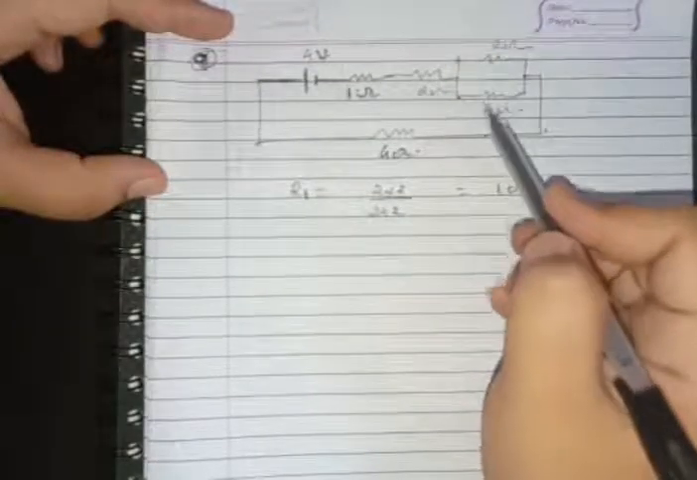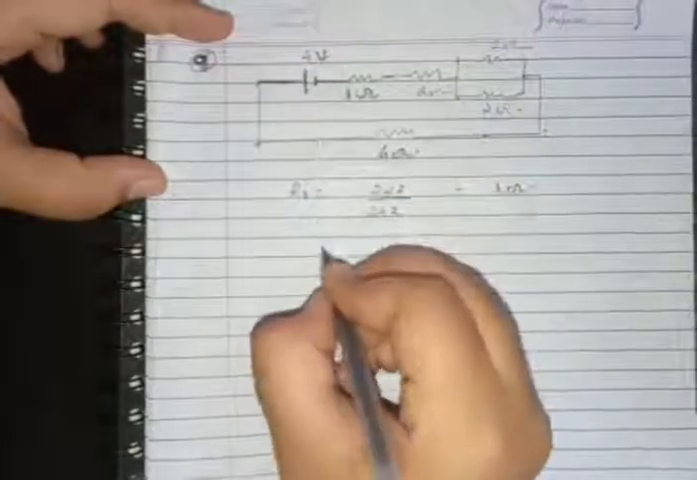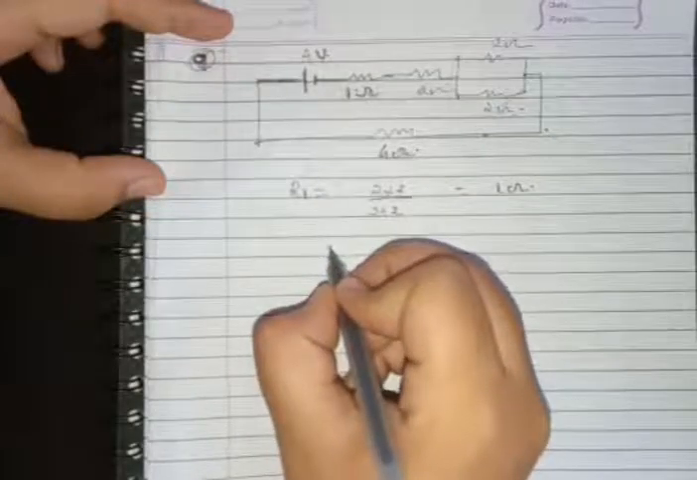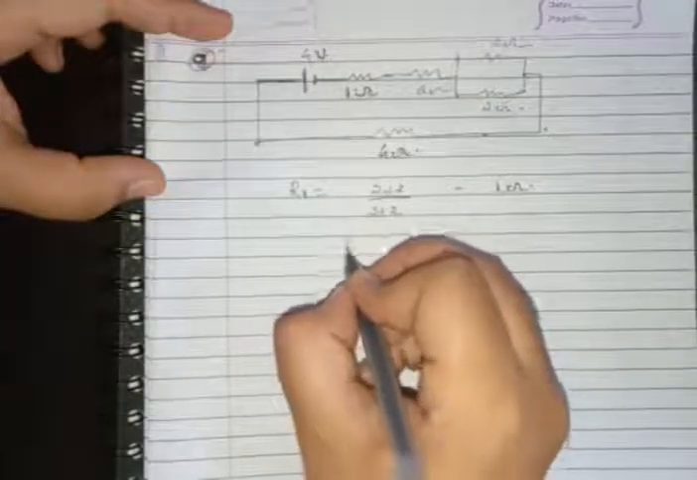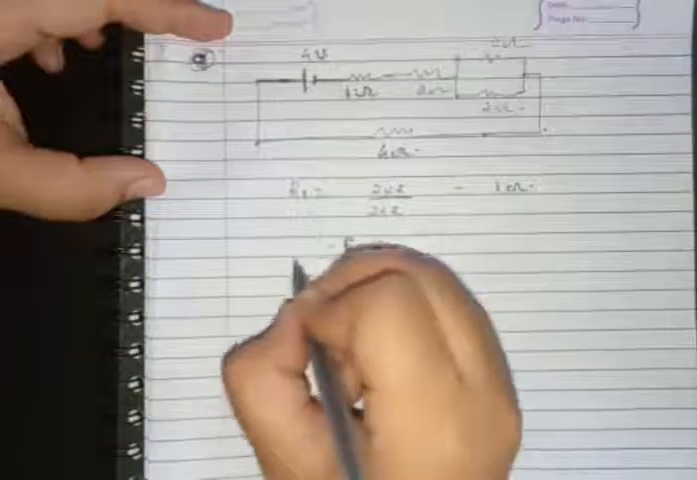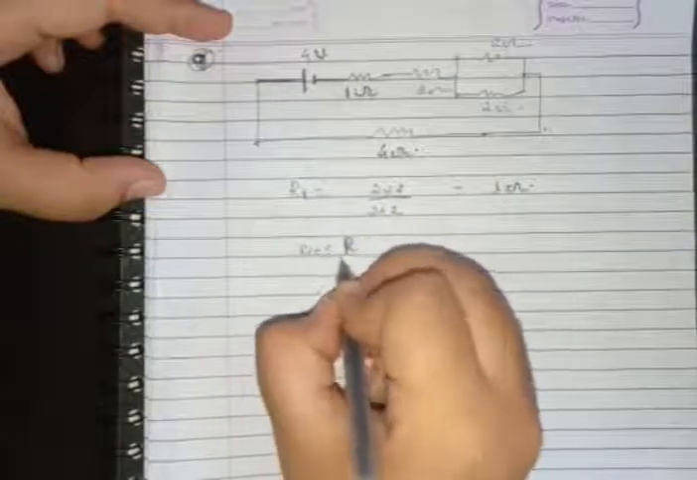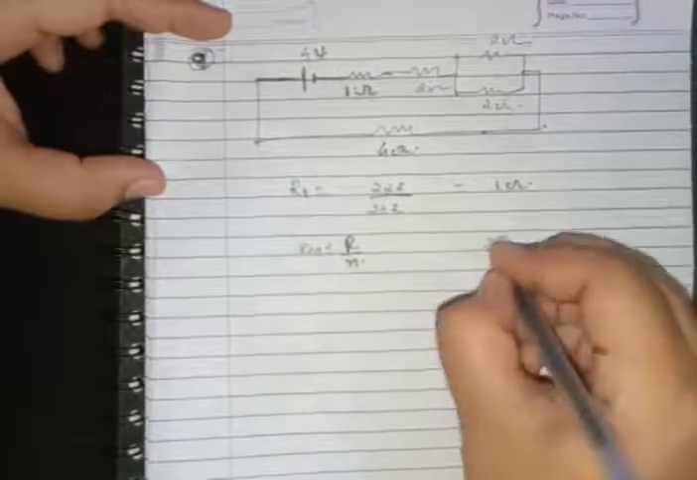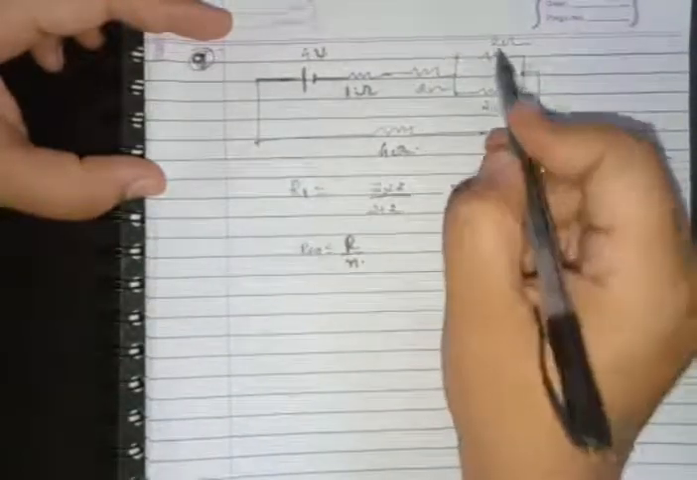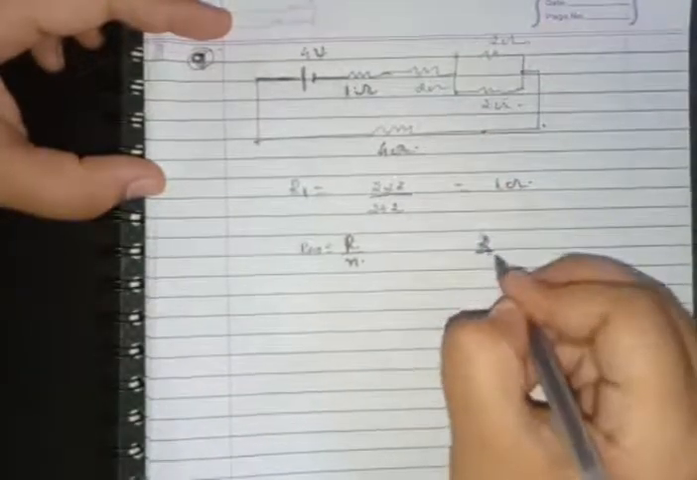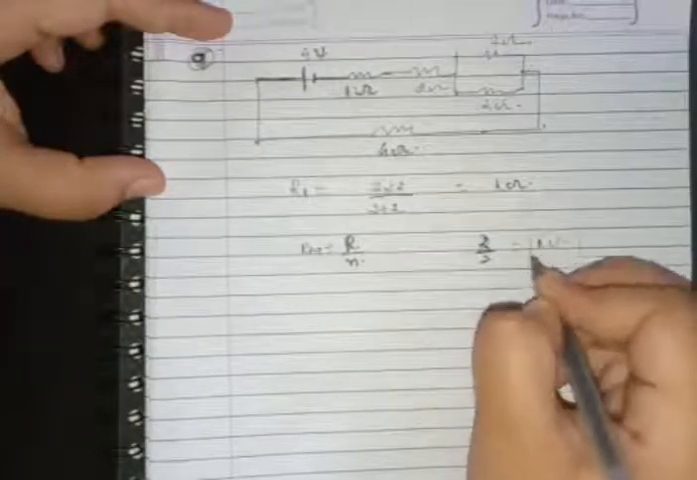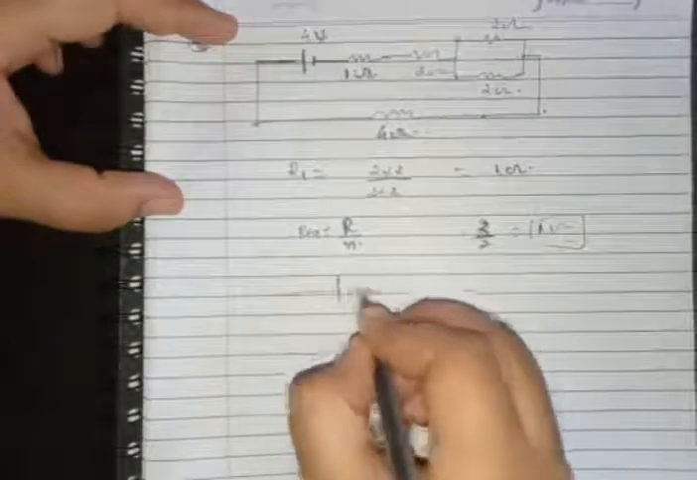Here we can use the direct formula: if n resistors of value R are connected in parallel, then their equivalent will be R by n. Here R is 2 ohm and there are two resistors connected in parallel, so 2 by 2, that is directly equal to 1 ohm. If we redraw the circuit, it will be like this.